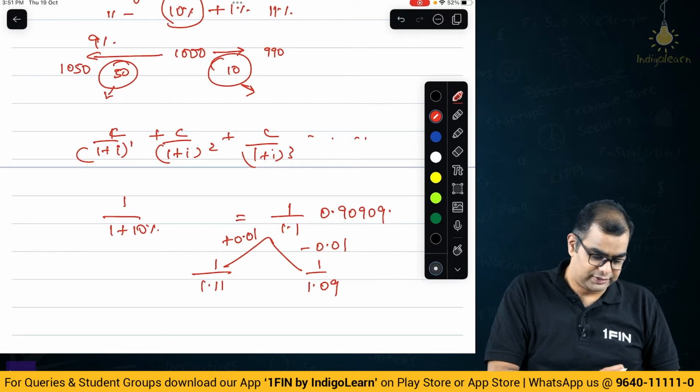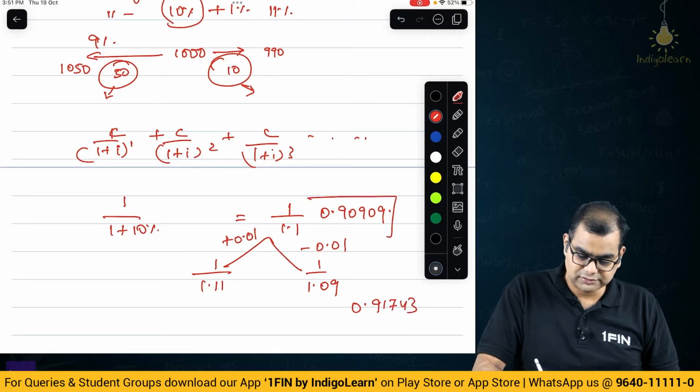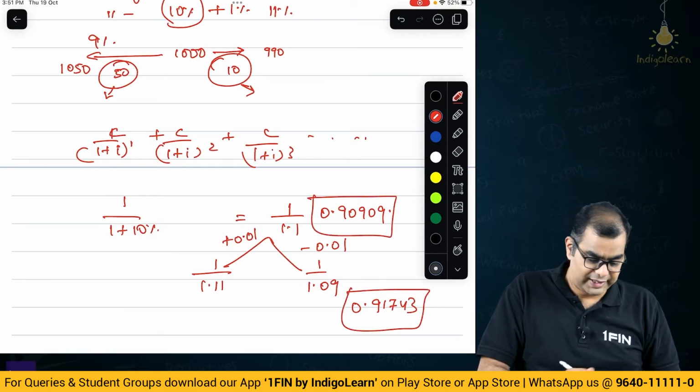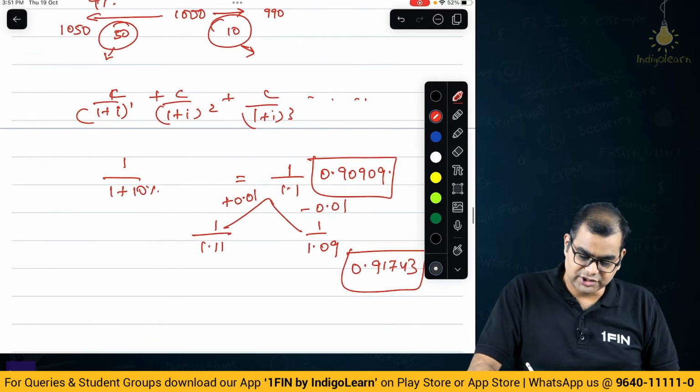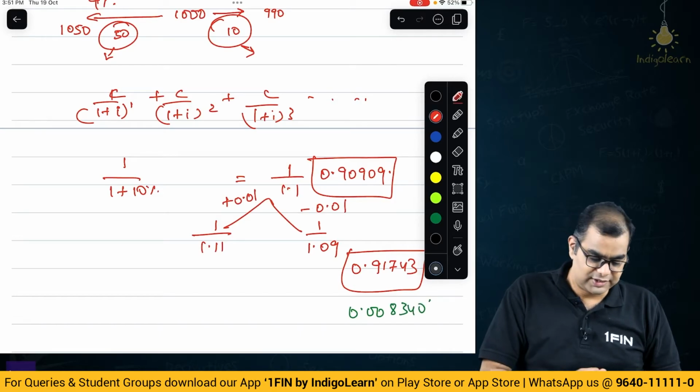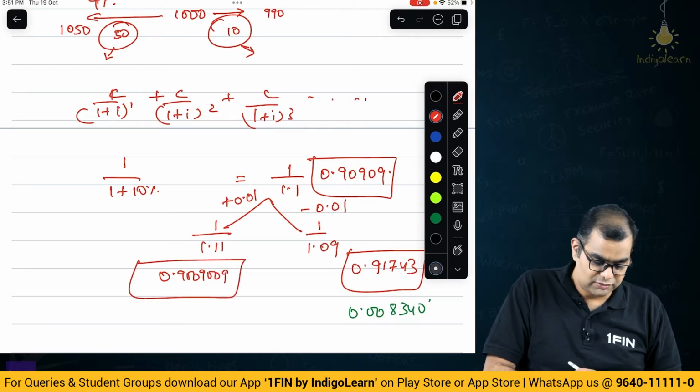0.90909. 1 by 1.09 is how much? 0.91743. And let me subtract 0.9090909 from this. You will get the change is 0.008340. Whereas what is 1 by 1.11? It is 0.9009009. So what is the change?